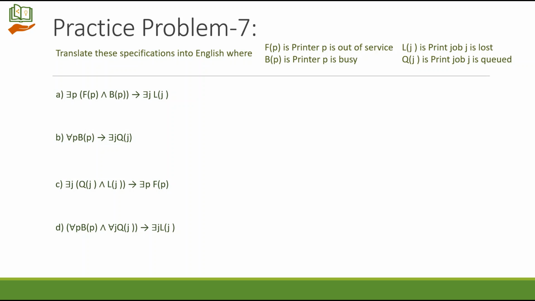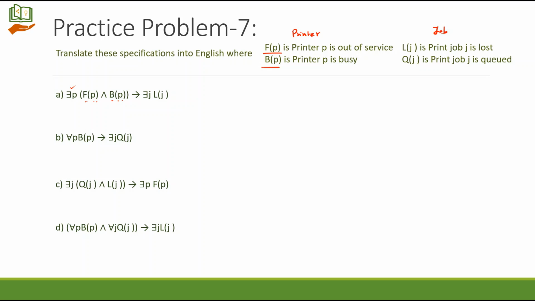Next problem. They have given a few predicates. F of P is printer P is out of service. B of P is printer P is busy. So this is with regard to the printer. What about the other two predicates? L of J is print job J is lost. Q of J is print job J is queued. This is about the job. Now we have to translate these specifications into English. So what is F of P and B of P? Printer is out of service and busy, and it is some printer. So there is a printer that is out of service and busy.